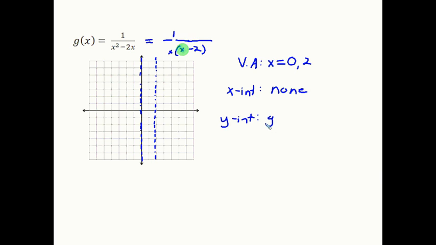So the y-intercept, we're going to find g of 0. Well, that's 1 over 0 minus 0. So thinking back, we realize that there's no y-intercept because there's a vertical asymptote there. But in other cases, we find the y-intercept by plugging in 0. So there's none. And so we can plug in some points now to see what our graph is going to look like.